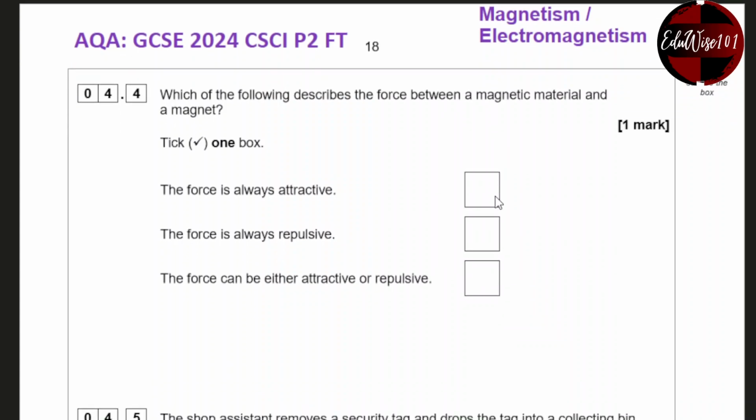Which of the following describes the force between a magnetic material and a magnet? Now, a magnetic material like steel and a magnet is always going to be attractive. So, it is number 1.